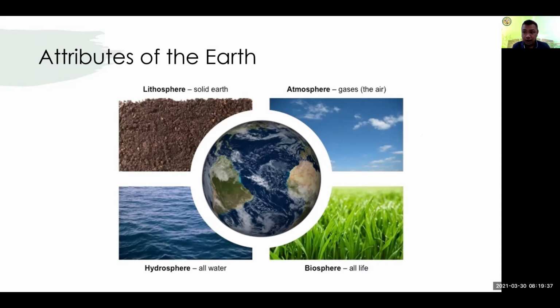Now, your atmosphere is actually the gases present in the air. Then your hydrosphere, these are all the water bodies. And lastly, your biosphere, it is where life dwells. So in the new definition of biosphere, it also includes the life in your lithosphere, atmosphere, and hydrosphere. So these are your 4 spheres of the Earth.